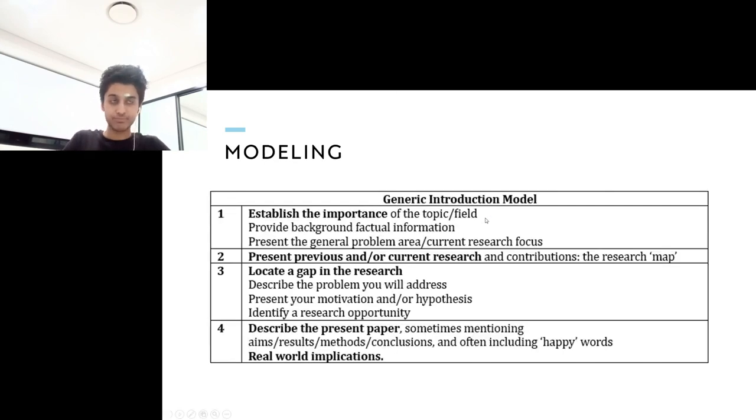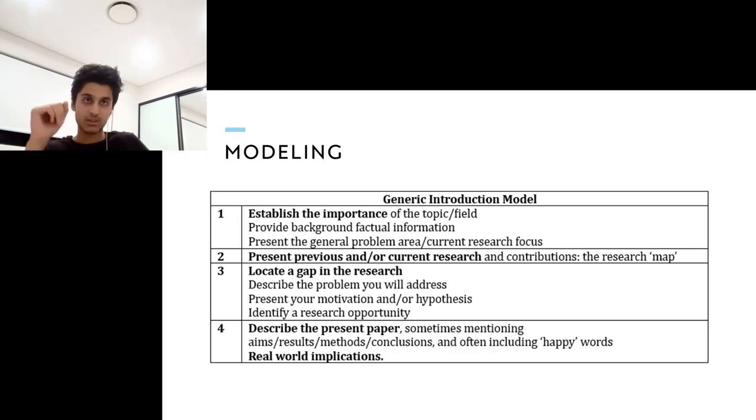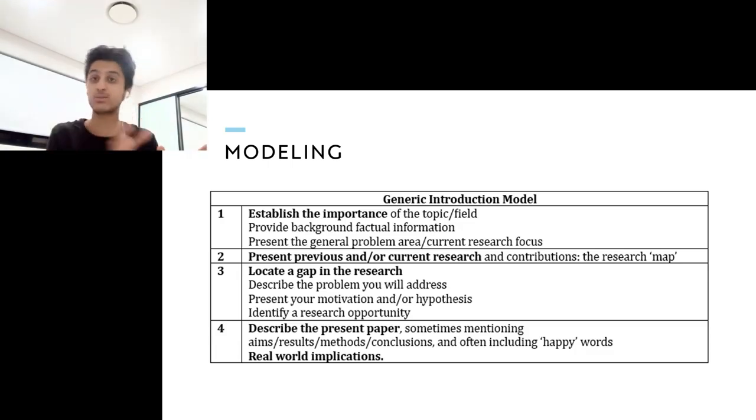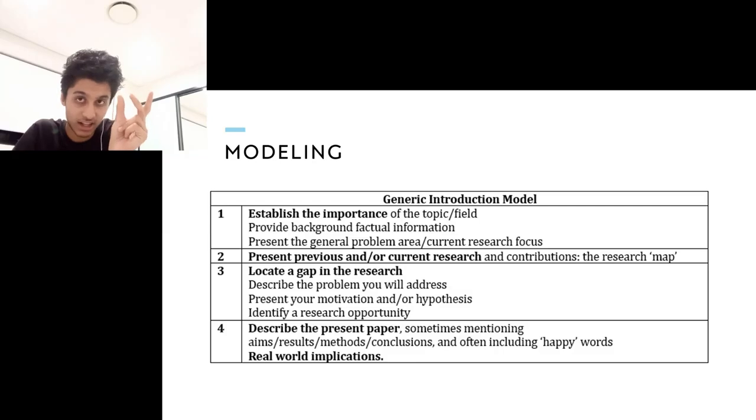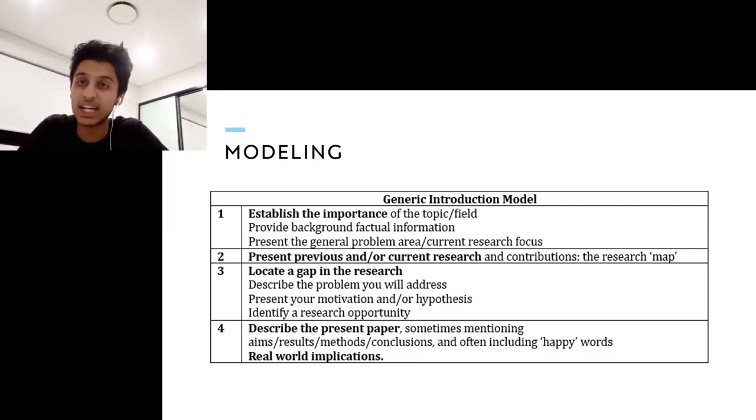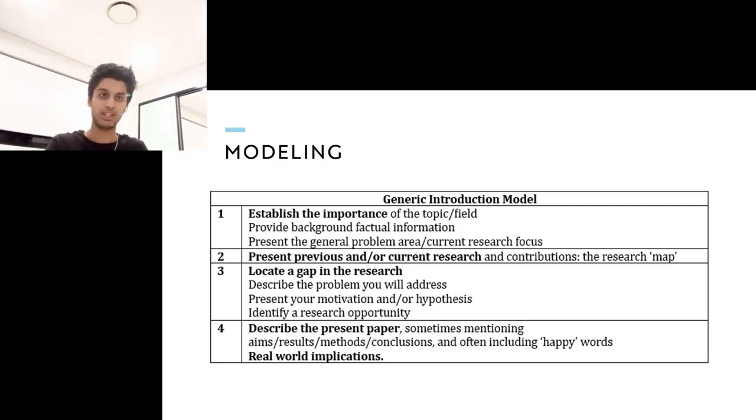Okay, next, your generic introduction model. This is kind of everything summed up, and next we have an example. Firstly, you want to establish the importance, then provide background factual information, and then present the general problem and the current focus. Now that you've narrowed it down, you want to present previous and or current research. You narrow it down even more, and this is where the citations come in. Now you've narrowed it down to the last bit, and here's where you locate a gap in the research. You describe a problem that you will address, and this is how you identify the research opportunity.